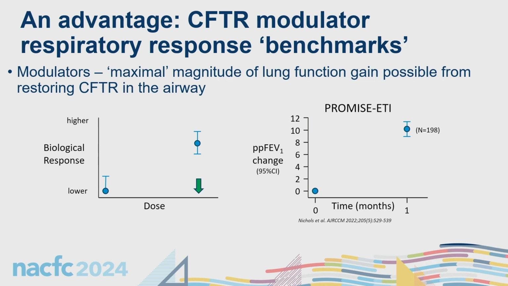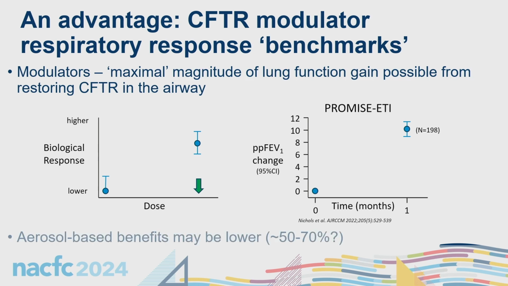There are plenty of data sets we could use. This is data from the PROMISE study, just looking at improvement in percent predicted FEV1 at 1 month in people with CF. And you can see that there's this very clear response. And perhaps because aerosol therapies are not likely to get the exposure across all lung units because of inherent CF problems, mucus plugging, structural damage, et cetera, maybe we should estimate a little bit lower.